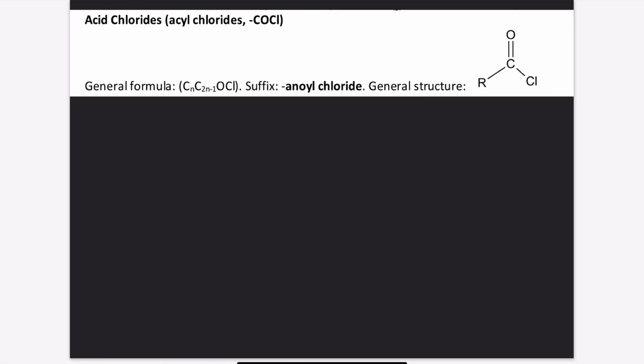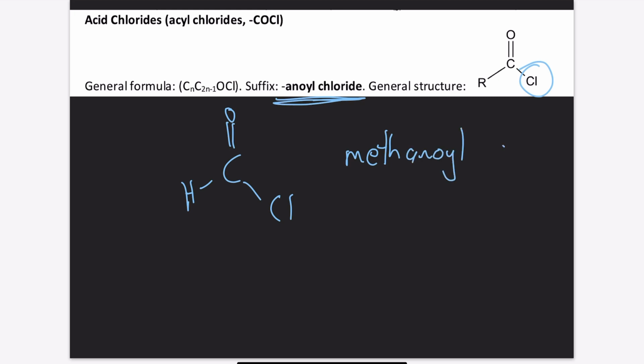Acid chlorides. So acid chlorides is simply the Cl replacing the OH. Its suffix name is anoyl chloride. So if I have one carbon with a Cl, that is known as meth for one carbon, anoyl chloride. And you'll see there is a nice juicy space there, a space between the anoyl and the chloride.